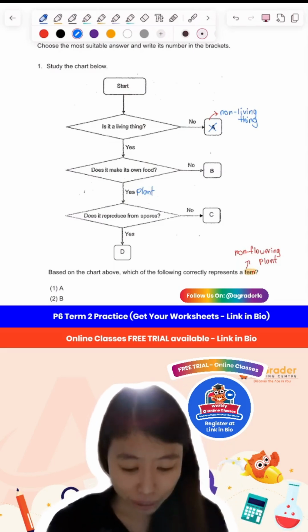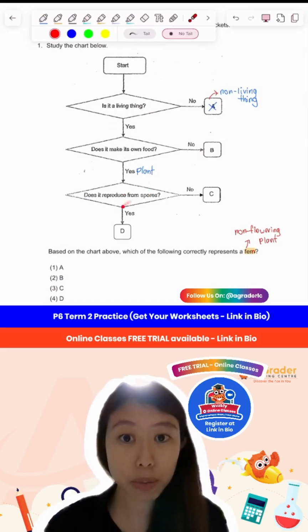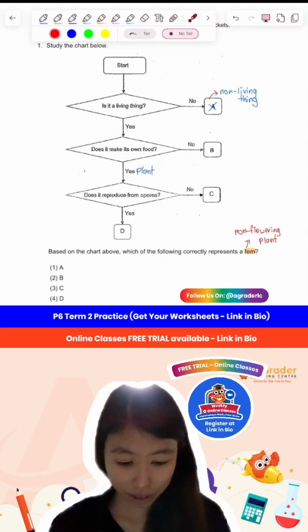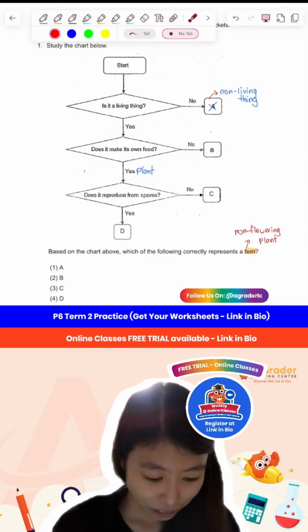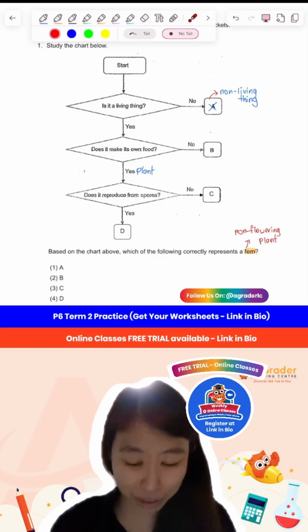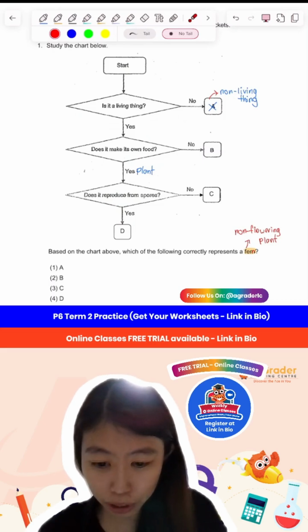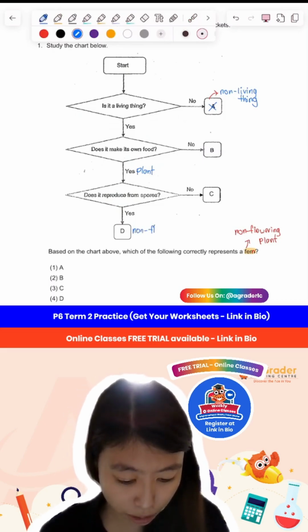Then you look over here. Does it reproduce from spores? If it reproduces from spores, it is a non-flowering plant. Very good. Then what about if it does not reproduce from spores? It means it is a what?